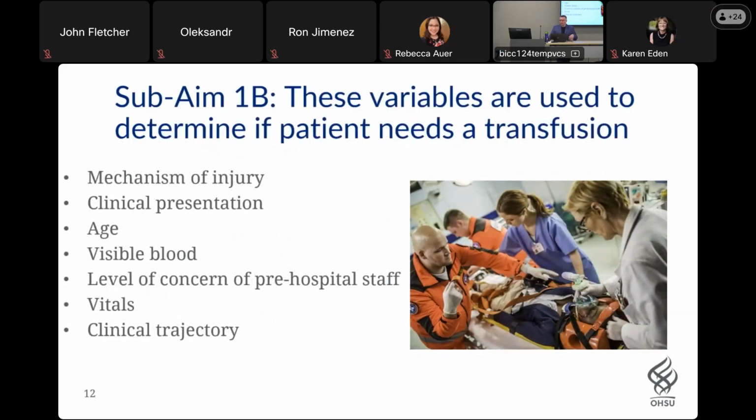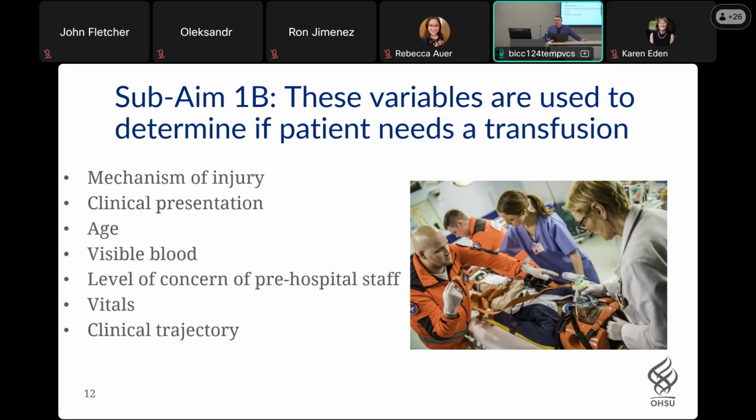Then I went through the themes in my data, and I was trying to identify the variables to determine if the patient needs the blood transfusion. One of the themes that came up was mechanism of injury. Trauma surgeons have a tendency to divide it into high energy and low energy, and they describe it as energy going into the patient's body, and that energy causes the injury to the body. So every mechanism of injury has a specific injury pattern associated with it.